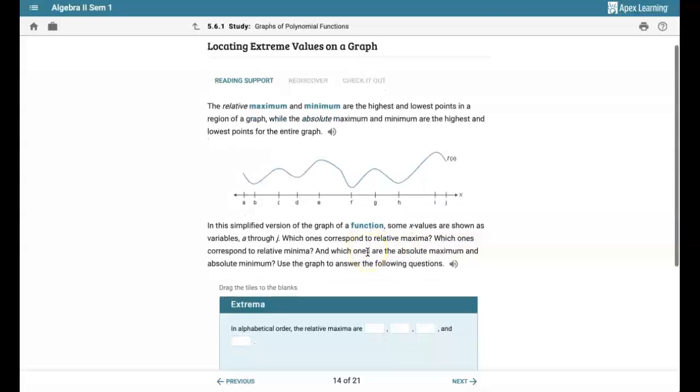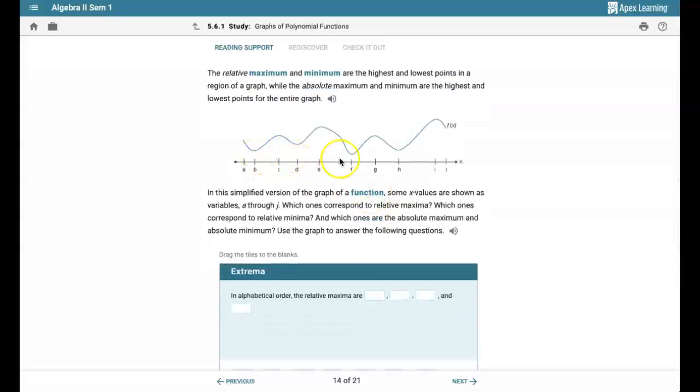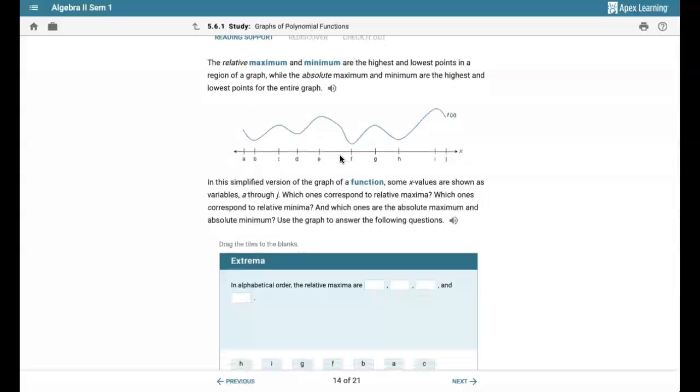All right. So then locating our relative versus our absolute. If we look at A, D, F, and H, all of those are minimum values here, but only H is the lowest value. So that one would be considered our absolute minimum, while the other ones would just be relative minimums.